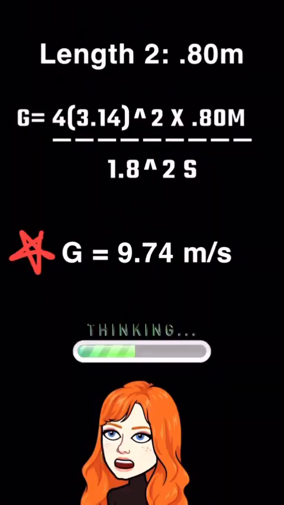We will now be putting these figures into the same equation, the length being 0.80 meters and the time being 1.8 seconds. This results in a gravitational field strength of 9.74 meters per second, slightly different than the first one.